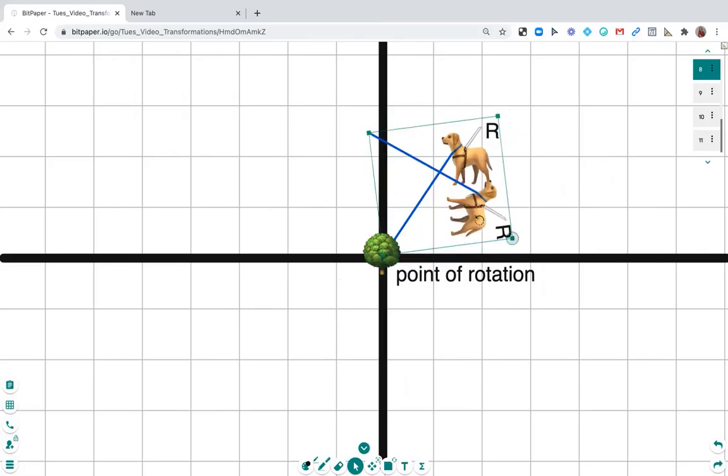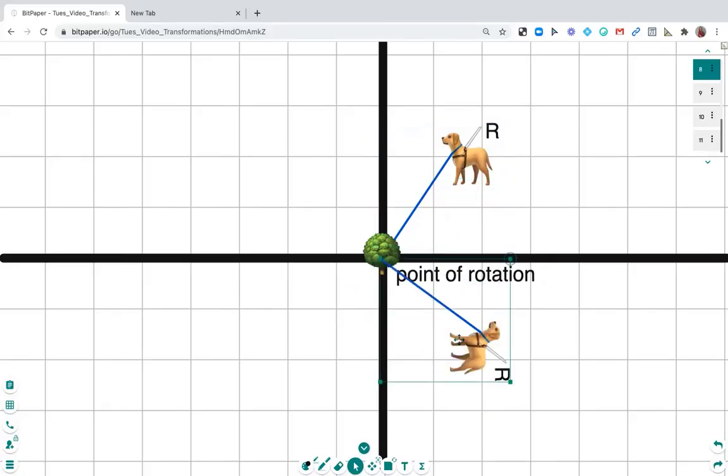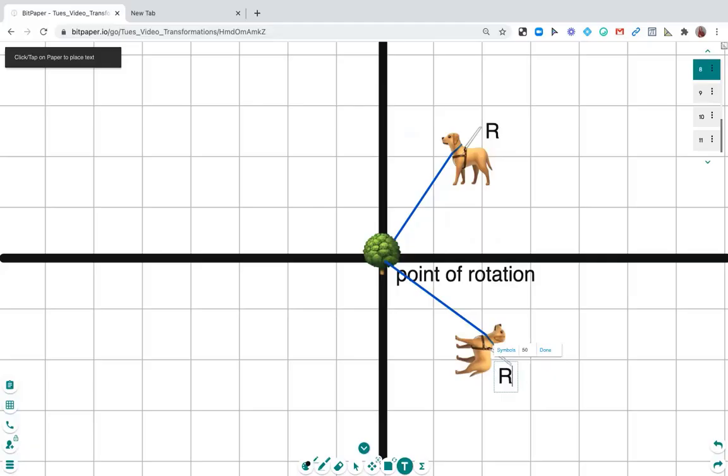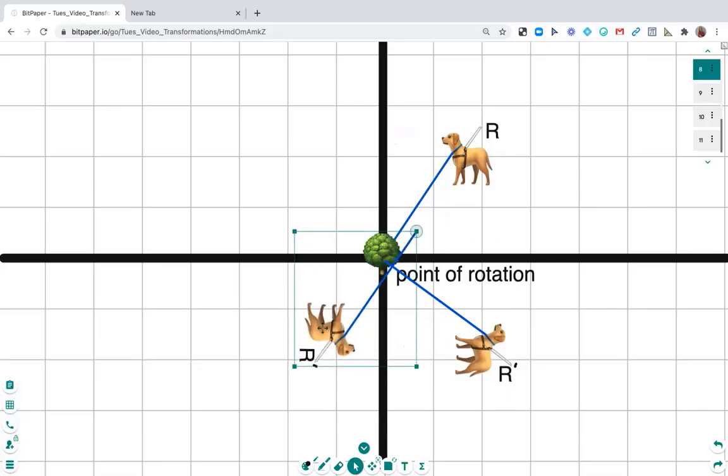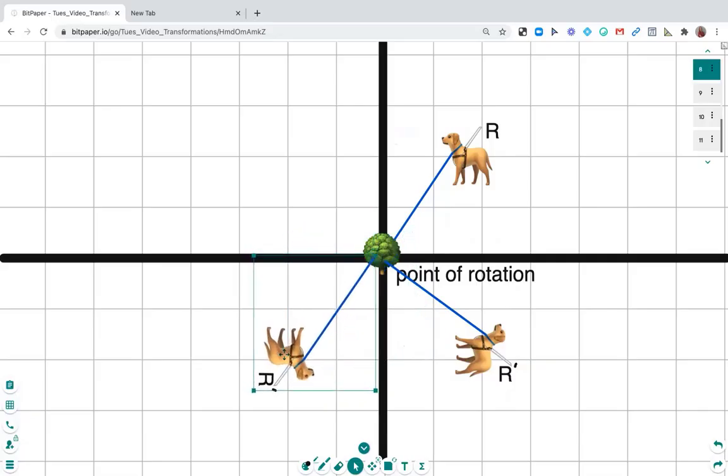So if we go this way, one rotation, that's 90 degrees, like a right angle, and we would end up right here at 2, -2. And we could actually relabel this as R prime. And then if we rotate him again, another 90 degrees clockwise, you can see where we end up again. Now we're at -2, -2.